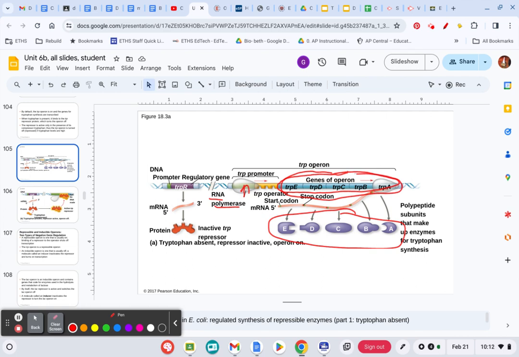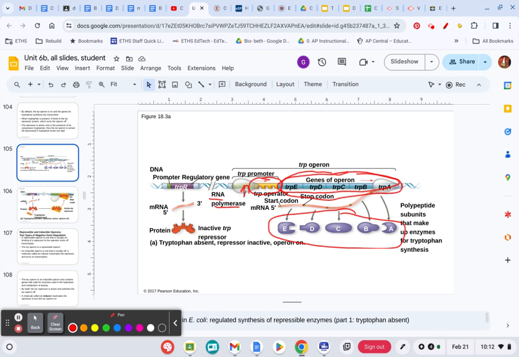Now, before it gets to the genes that it needs to transcribe, it's got to go across another part of the promoter called the operator, and that's the one that looks like little teeth here. And right now, that's not a problem. We say that it is switched on. It is causing the mRNA to be transcribed, and you're getting these products, A through E. You're getting those proteins that you need.